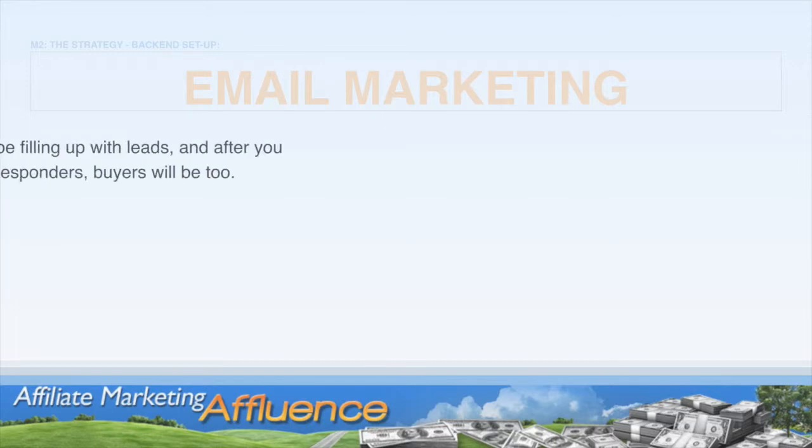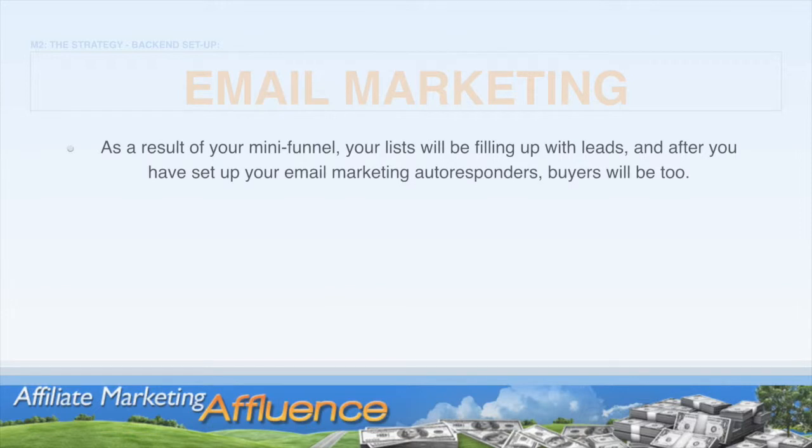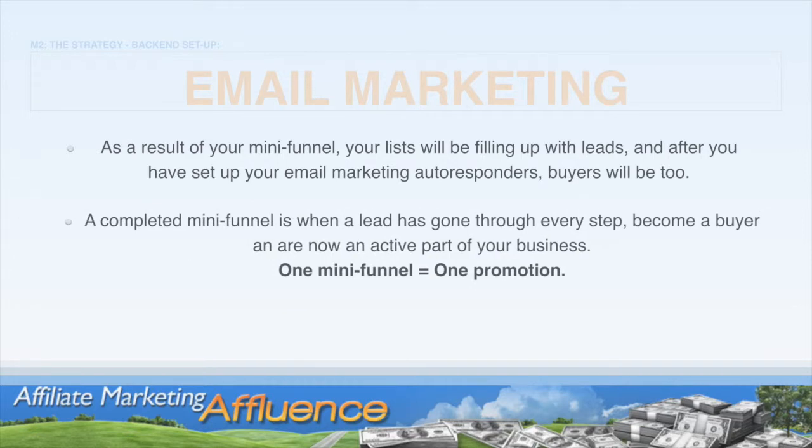Now, as a result of your mini funnel, your lists will begin filling up with leads, and after you have set up your email marketing autoresponders, buyers will be too. Now, if you have followed everything correctly till now, what you will actually have done is set up the segmentation of your lists as well. Now, a completed mini funnel is when a lead has gone through every step, has become a buyer, and is now an active part of your business. And the easiest way to remember this is that 1 mini funnel equals 1 promotion.